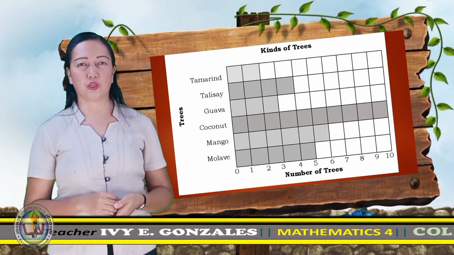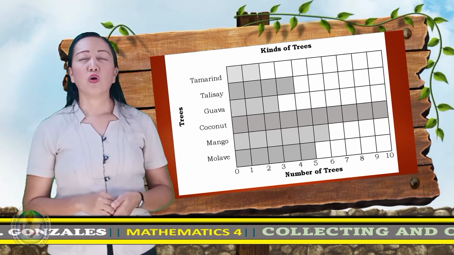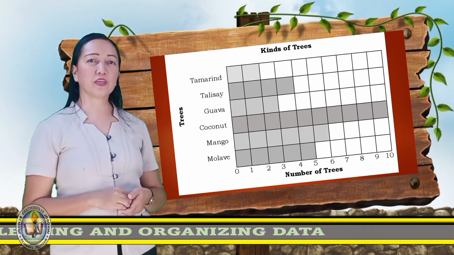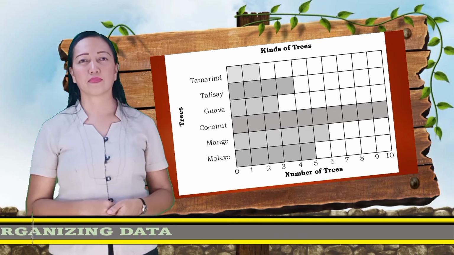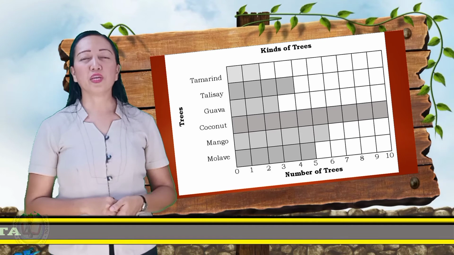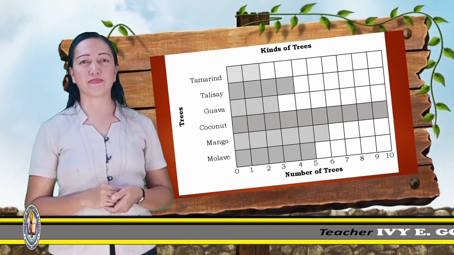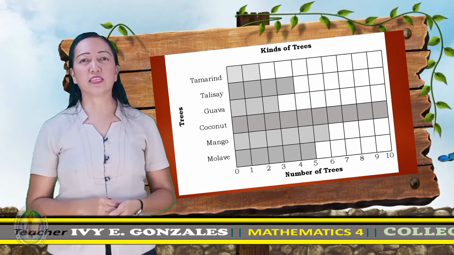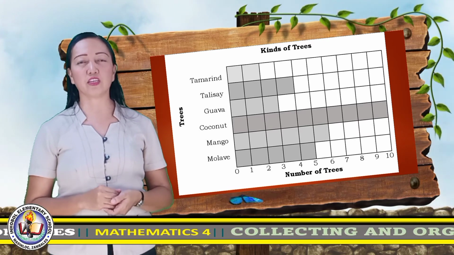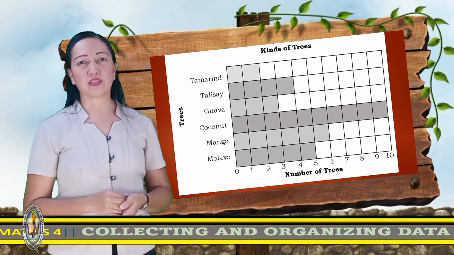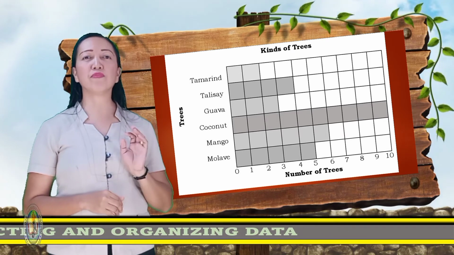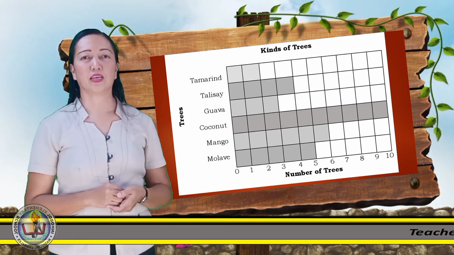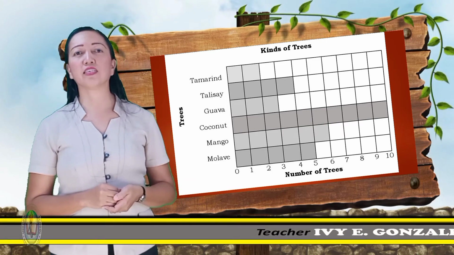Let's answer the questions. Number 1, which tree has the most number? Very good, coconut. Number 2, which tree has the least number? Yes, tamarind. Number 3, what is the difference between the coconut and mango tree? Very good, 4. And number 4, what is the total number of trees in the school? Yes, very good, 30 trees.